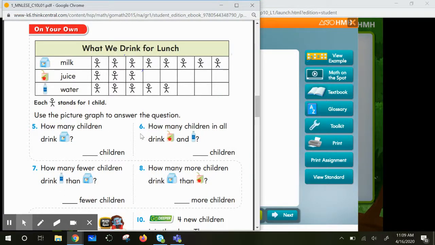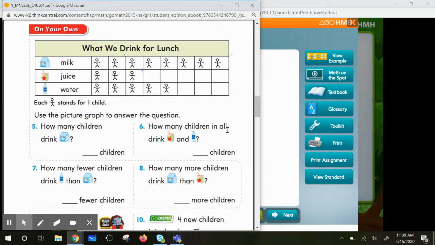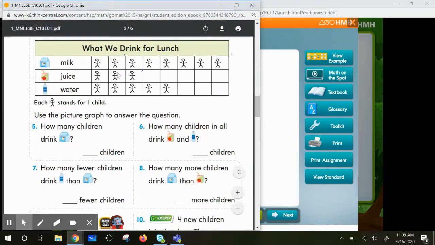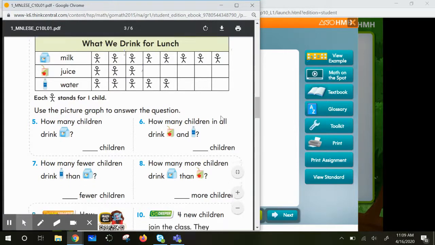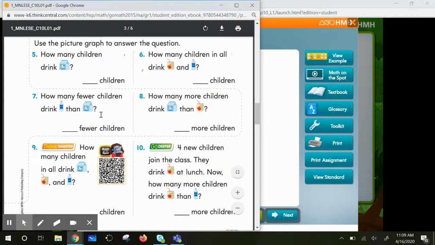Number 6. How many children in all drink juice and water? In all are important words. That means together. That is adding. So you look at the juice, you look at the water, and you add those people. Number 7, how many fewer children drink water than milk?